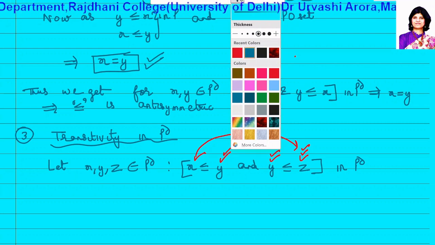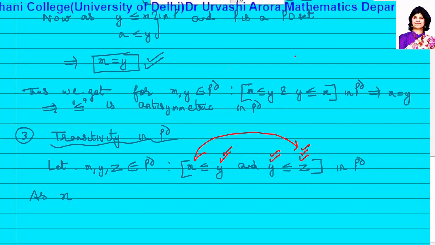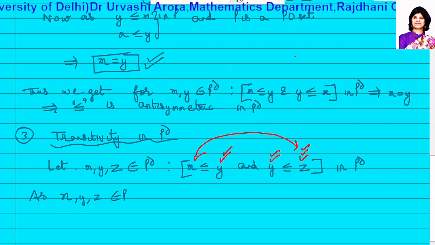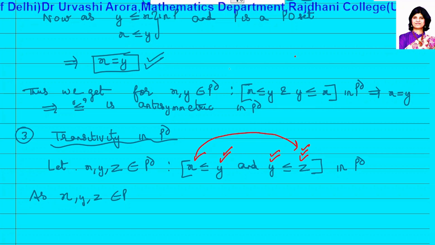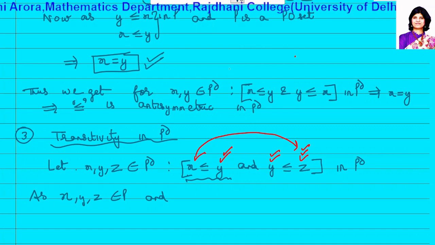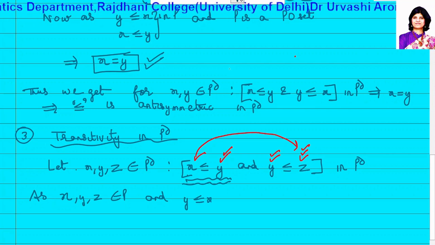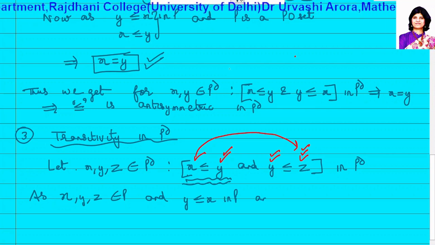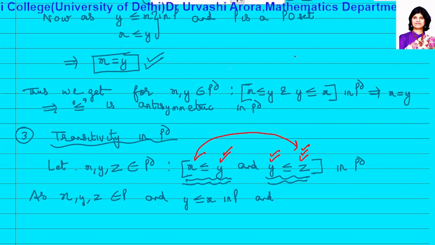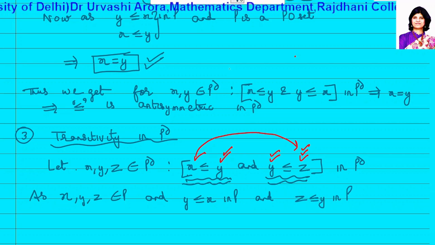Now again, as x, y and z are elements of P dual, this means that x, y and z are elements of P also, because the elements of P and P dual are the same. And now because this particular relation holds in P dual, the opposite of it holds in P, which means that y is related to x in P. And because the other relation holds in P dual, the opposite holds in P, which means that z is related to y in P.